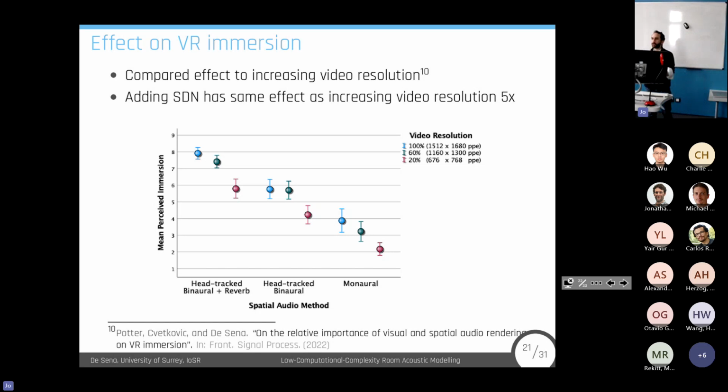Once again, in this case I have no reason to believe that an FDN wouldn't achieve something similar. We haven't tested it, but in my mind it's about having reverb in the simulation. Of course, adding a reverberator like this is a lot cheaper, computationally speaking, than increasing video resolution 5 times. We haven't done the math, but it's going to be an order of magnitude more expensive.